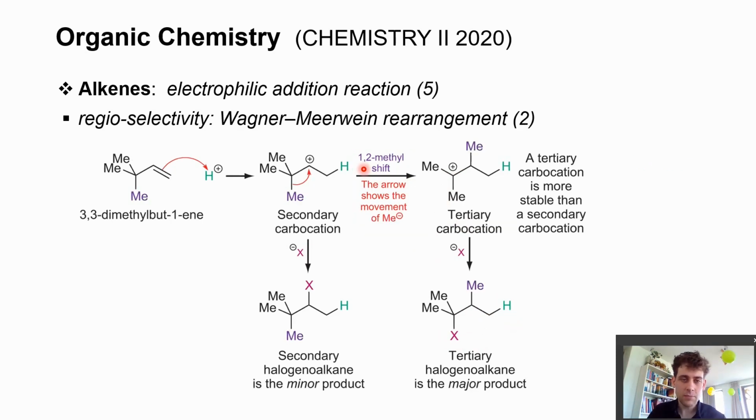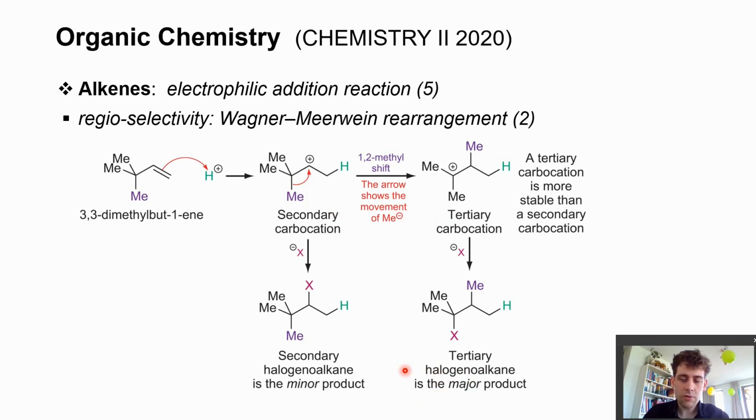And the same also happens when you start out with 3,3-dimethyl-but-1-ene. And in this case, we do not have a hydrogen atom that shifts, but rather a methyl group that shifts. So this is not limited to hydride atoms or hydrogen atoms, but also methyl groups can shift around. And so here again, the driving force is the same as with the hydride shift. The secondary carbocation gets transformed into the tertiary carbocation. This is more stable, so this tertiary halogen alkane is the major product here.